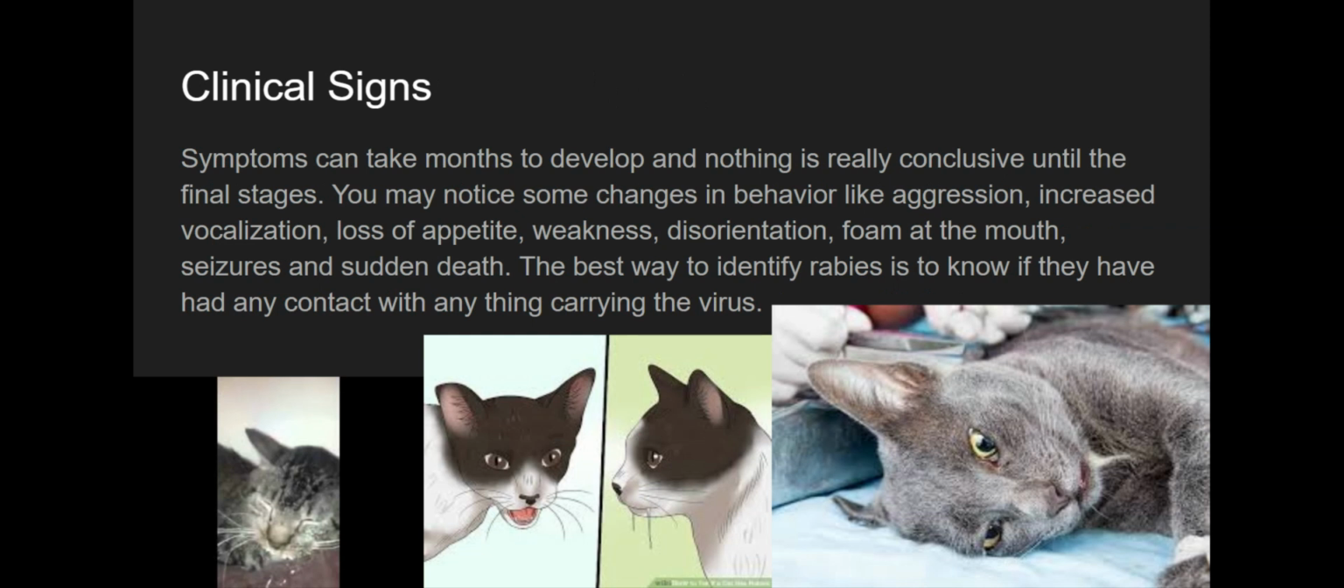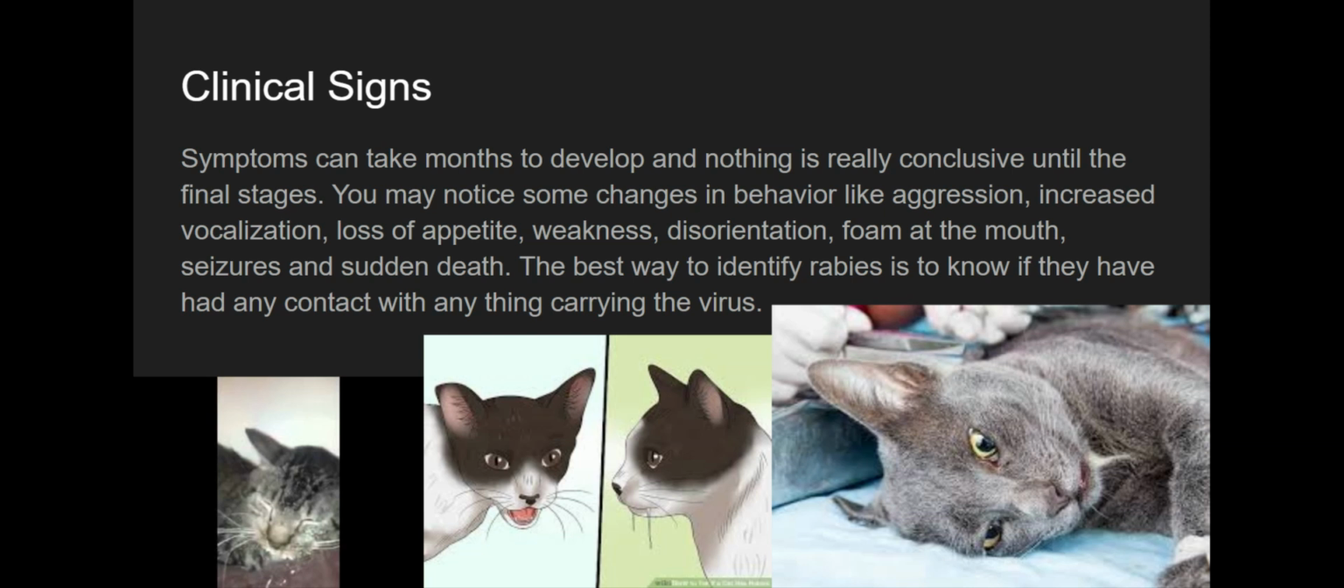So there aren't many early clinical signs of rabies. The best thing to look for is changes in behavior, maybe disorientation, like they might be shaking a little bit, having trouble walking. Usually, it's a little more later. Really late clinical signs are foaming at the mouth, seizures, and sudden death.